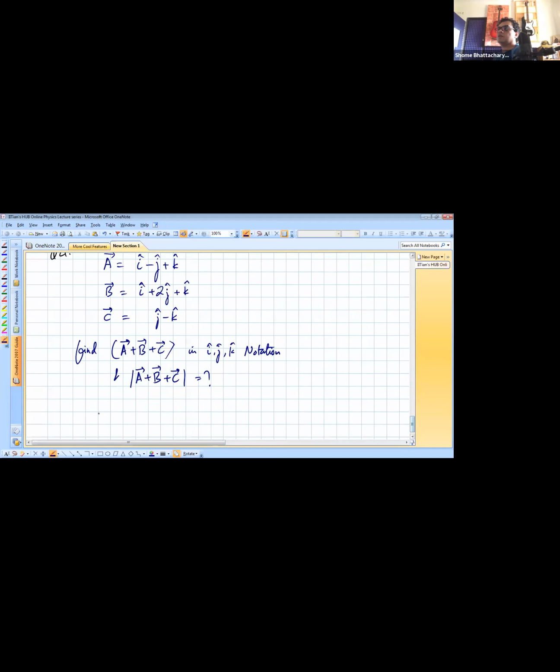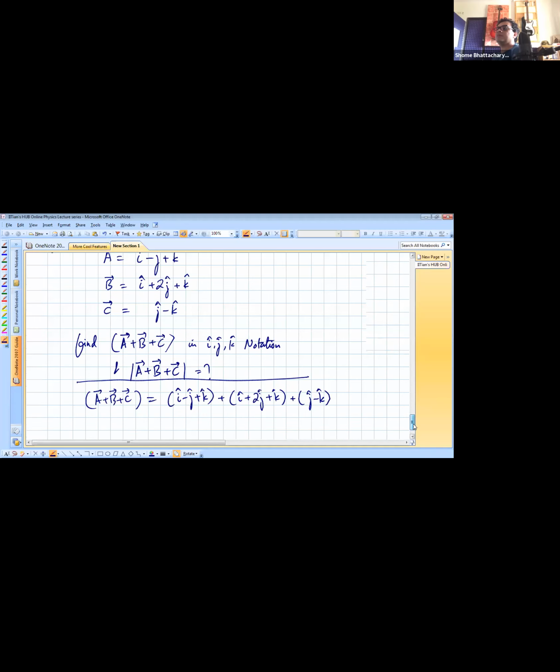So it's pretty simple here. So A plus B plus C, now I'm just doing this fully. You need not apply so many steps yourself. You can just do them directly also. So this is I cap minus J cap plus K cap. That is the vector A plus the vector B, which is I plus 2J plus K. So that is the point. We need not apply commutative principle here. We can directly add all these.